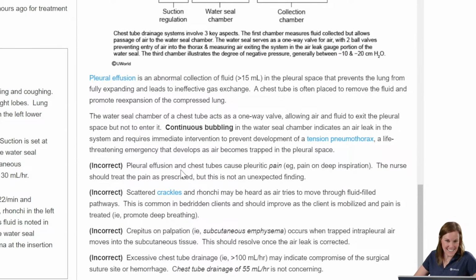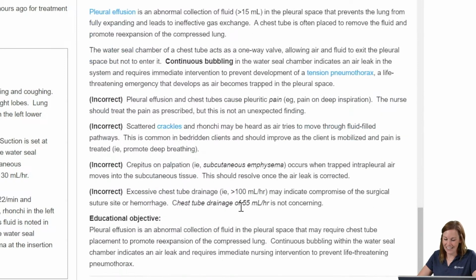But yes, that is essentially what's happening here. Pain is to be expected, we talked about that. Crackles, again, can be like when air is moving through, but it was on the right side, so something we're not really worried about. That crepitus, we can have a little bit of that, but again, it wasn't anything to be alarmed about. And then our drainage was at a safe level. So there you have it.